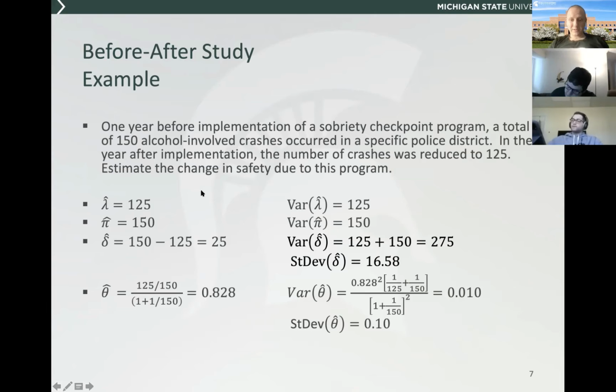And so based on that, we essentially want to determine whether or not that reduction was statistically significant. And so in our setting here, our estimate of how many crashes we would have seen afterwards if the program hadn't been implemented is just that same 150 here, right? So that's our estimate pi. The number we actually experienced after it was implemented was 125. And so our crash reduction here is 25 crashes as a consequence, okay? And as established previously, the variances of those respective quantities are 125, 150, and then 275.